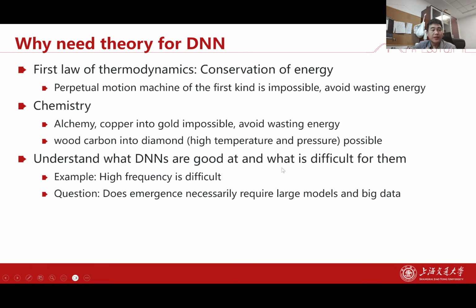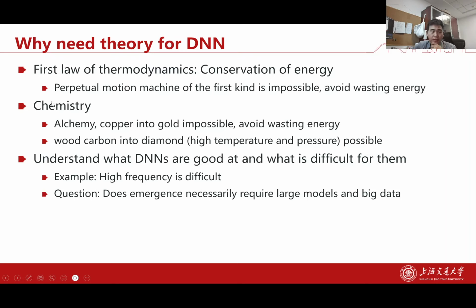So I will give some examples of why we need a theory for deep learning. The first law of thermodynamics simply says the conservation of energy. Although we may not use this law to build any machine, it can help us avoid wasting energy. For example, it tells us that the first kind of perpetual motion machine is impossible. We don't need to spend any energy or money to build such a machine.